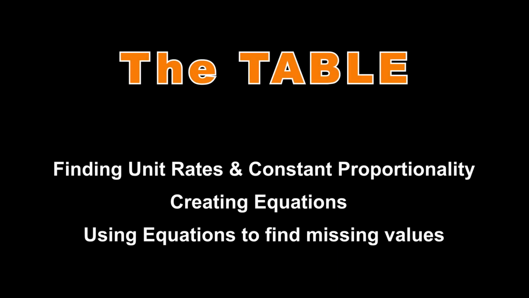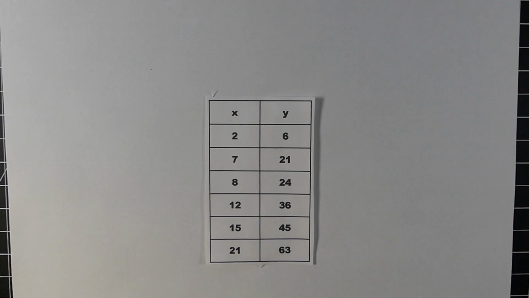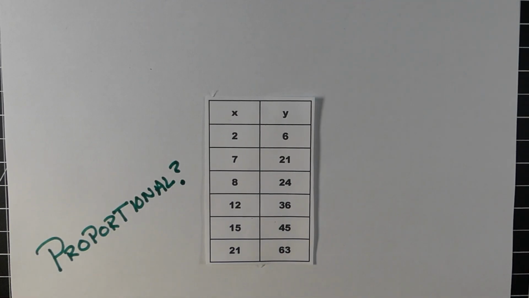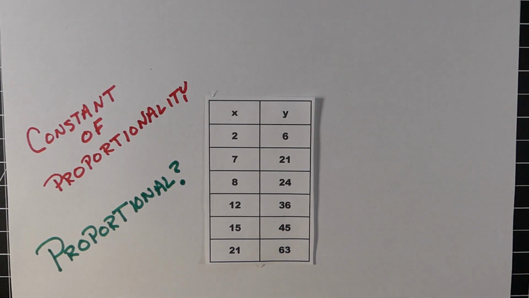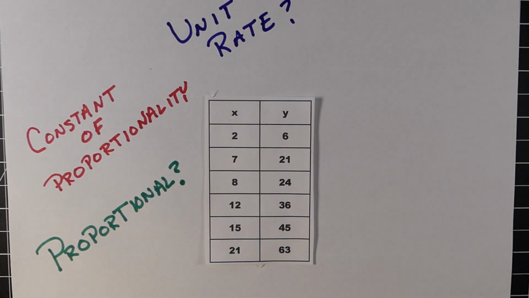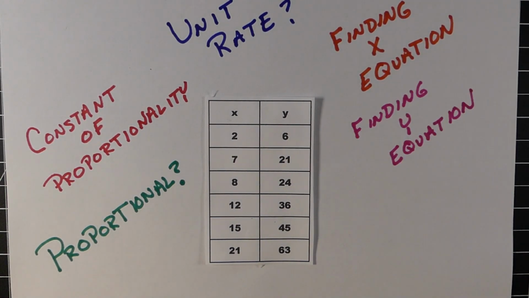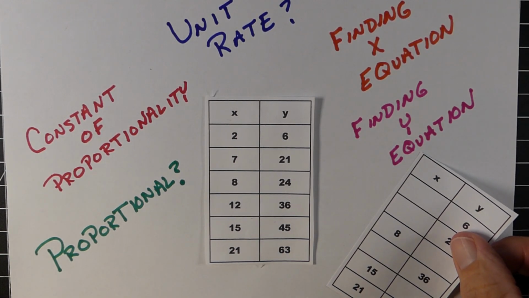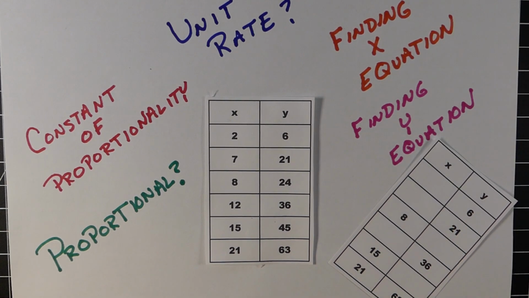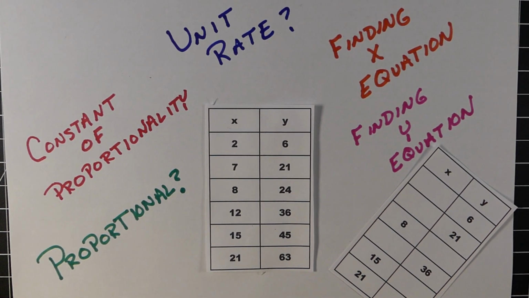The table itself is pretty simple, but from this simple thing, we can get a lot of different information. First of all, we can determine, is a table proportional? And if it is, what's its constant? Depending on the table, we can find out the unit rate. We can use the table to help us create an equation, find the value of x, and we also use it to help us find the value of y. If we understand how a table works, we can find missing amounts, and we can also use this table to help us find other amounts not even listed on the table.